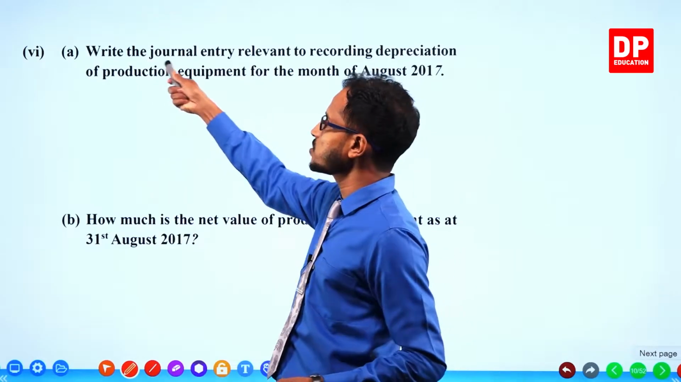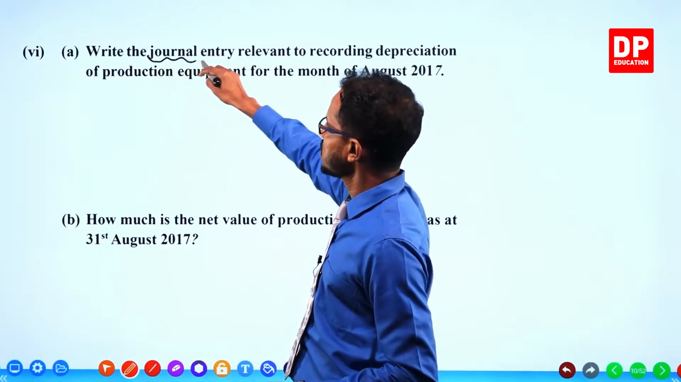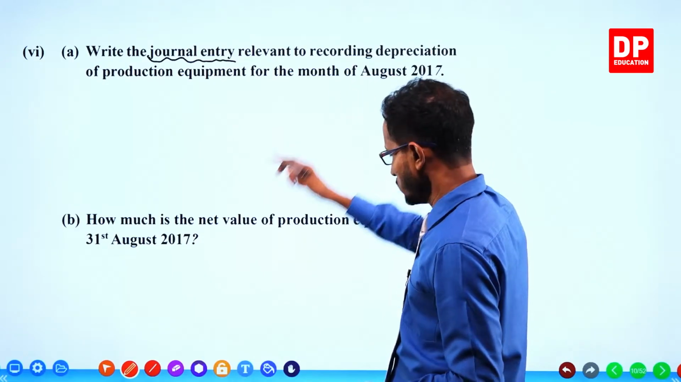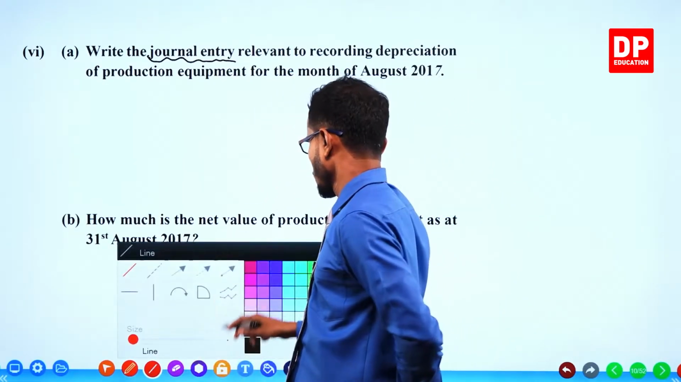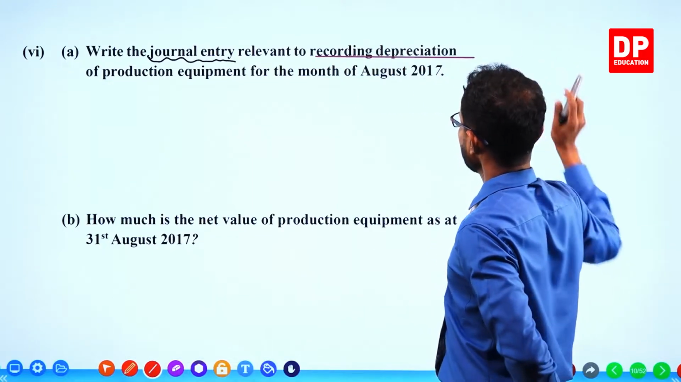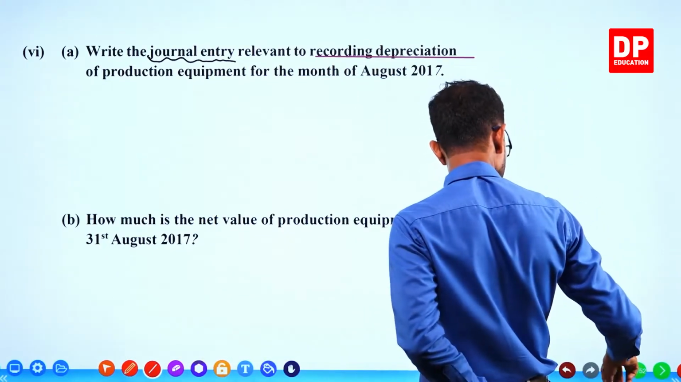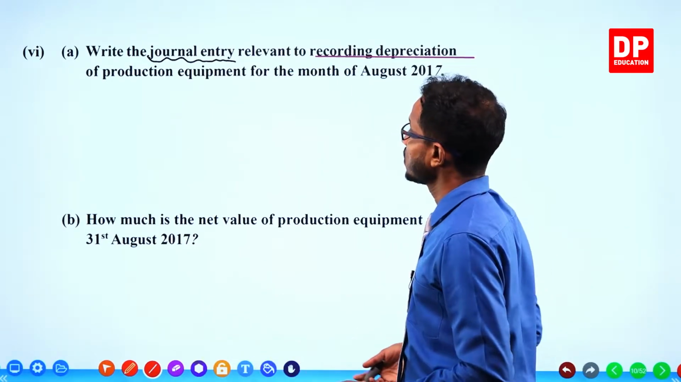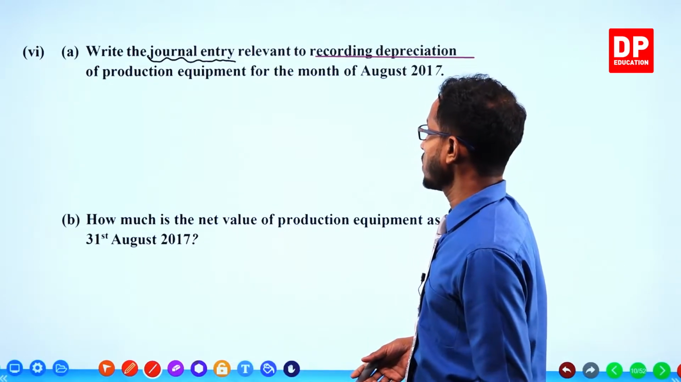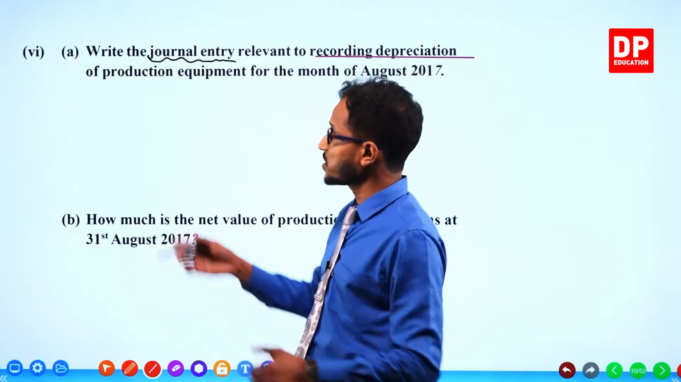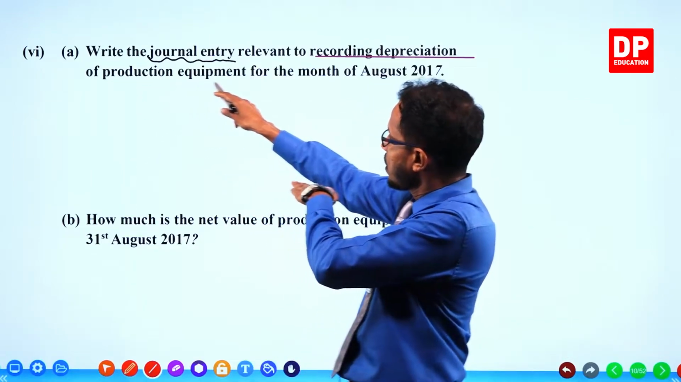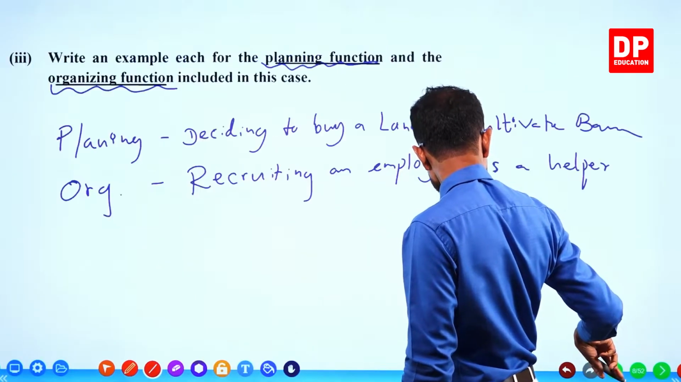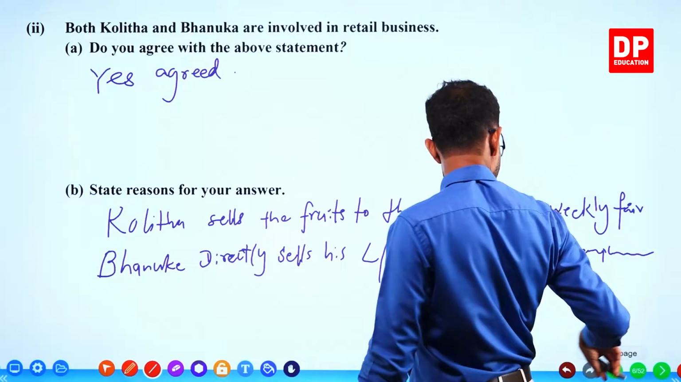The journal entry means double entry. Double entry of what? Depreciation. Depreciation of what? Production equipments, for the month of August 2017. Let's go and see what is the cost of the production equipments.